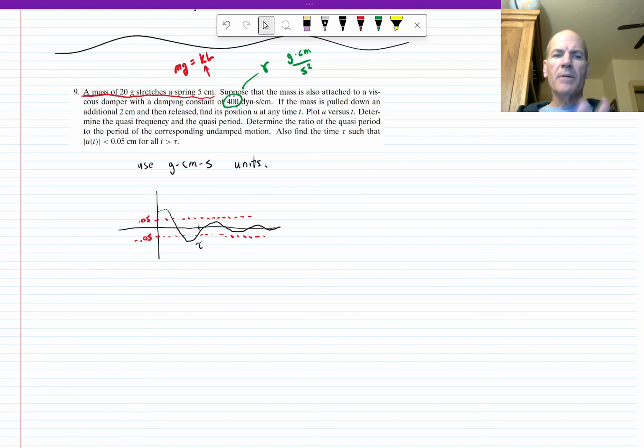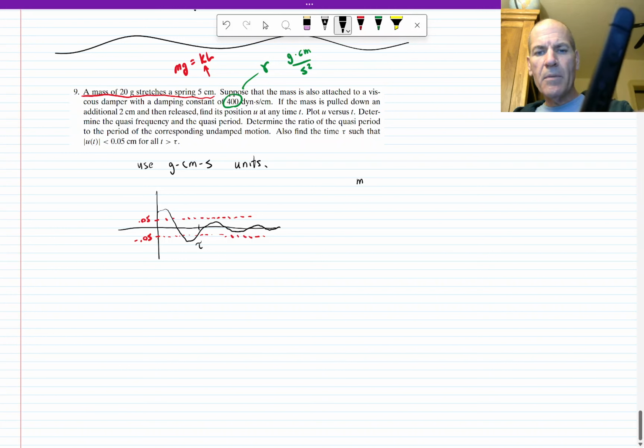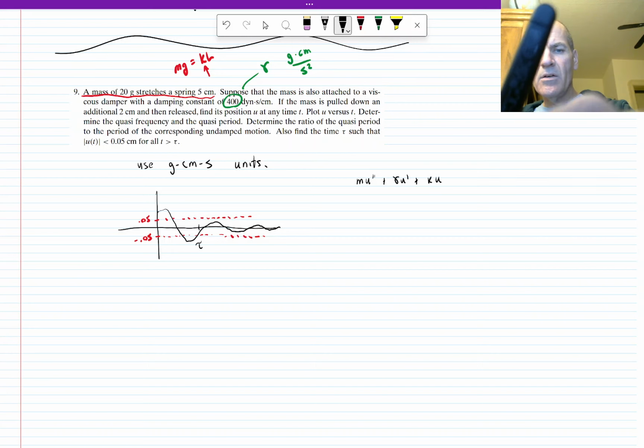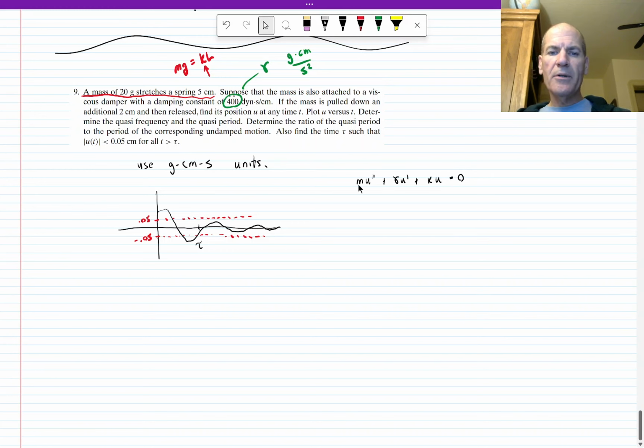I'm not going to talk about explicitly how to solve this, but it's a good opportunity to remind folks how to approach an exercise like this. You'll recall that you're trying to construct a differential equation of the form m u double prime plus gamma u prime plus k u equals 0. In particular, you're trying to identify the mass, the damping constant, and the spring constant.